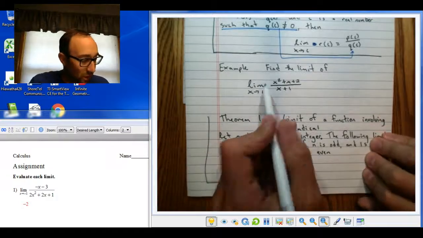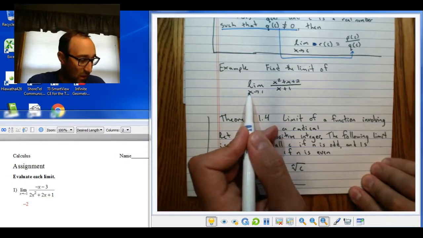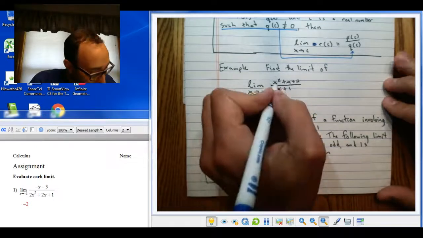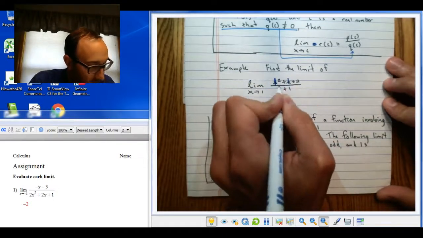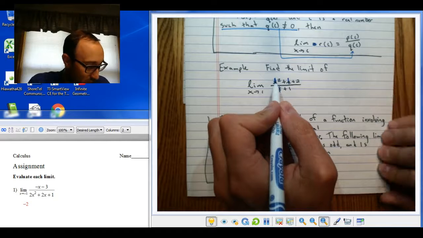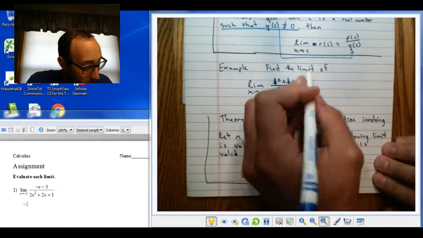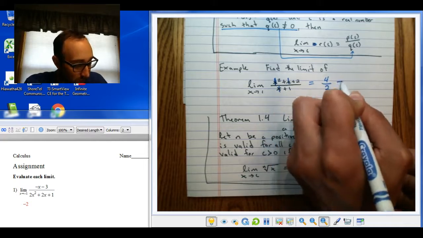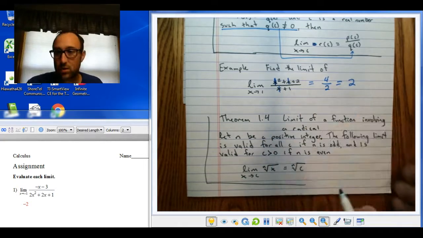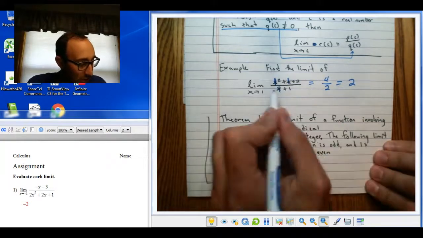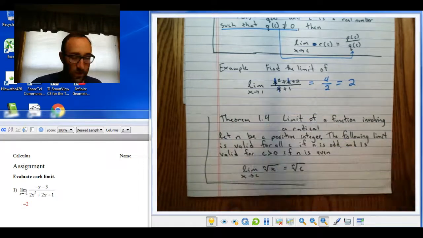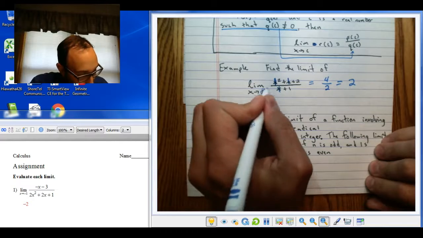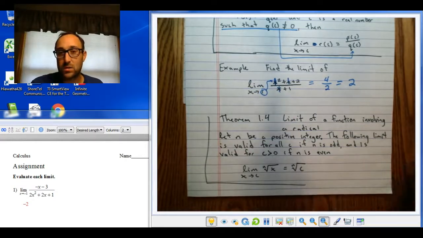Okay, so here's our example. Find the limit as x approaches 1 of x squared plus x plus 2 all over x plus 1. So I'm going to put in 1 here, and 1 here, and now I can evaluate. 1 squared is 1, plus 1 is 2, plus 2 is 4, over 1 plus 1 is 2, and I get 4 over 2, which is just 2. So notice how the denominator did not equal 0, so I could just evaluate it just like it is. It's a lot like evaluating: put in this number for every x that you see.